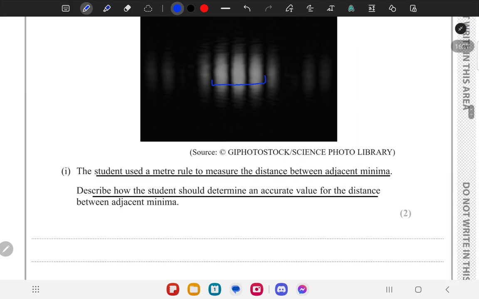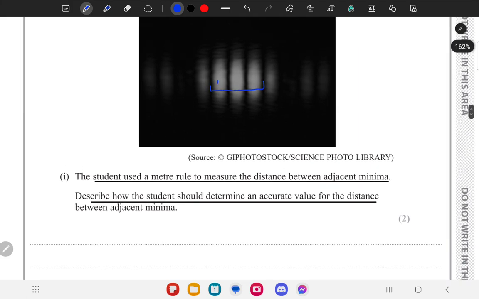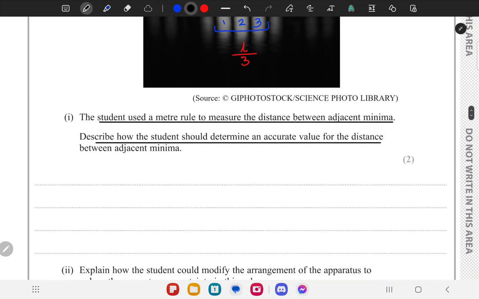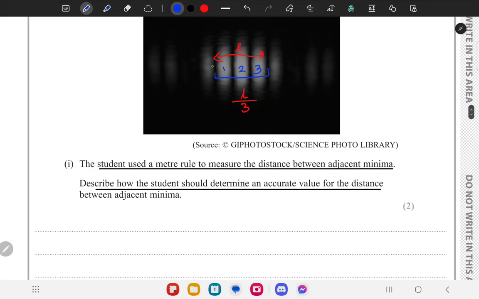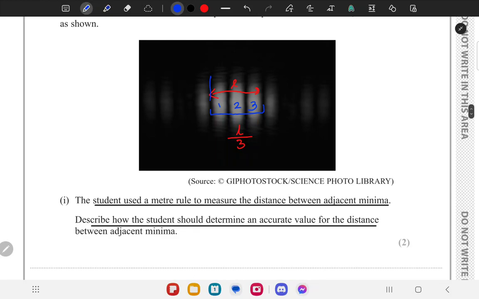So take readings between 1, 2, 3, so three gaps at once, and divide the value I get by 3. So if this was L, we'd get L by 3 as the distance between adjacent minima. We also have to take the readings from the center of the minima, not at the edges, not from here, not from here. The reading should be taken from the exact center.